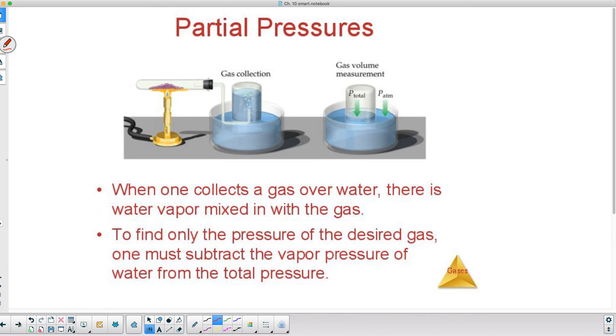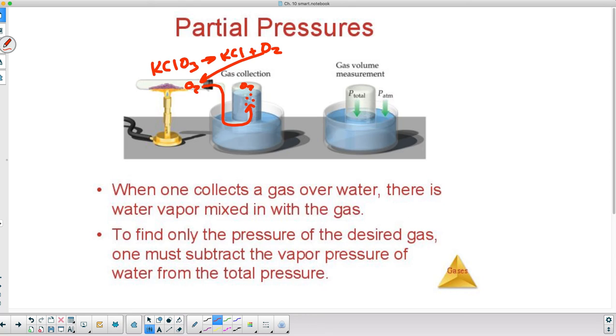So here's where we use that. This is directly related to 10.12. Here's the same graphic that we use for 10.12. It says when one collects a gas over water, there is water vapor mixed in with the gas. The tube here should be filled with nothing but O2, because this is the KClO3, and when you heat it, it yields KCl, which is not a gas, plus O2. It's this O2 that follows the tube and bubbles up, and it's only O2 here, except for the fact that water evaporates.